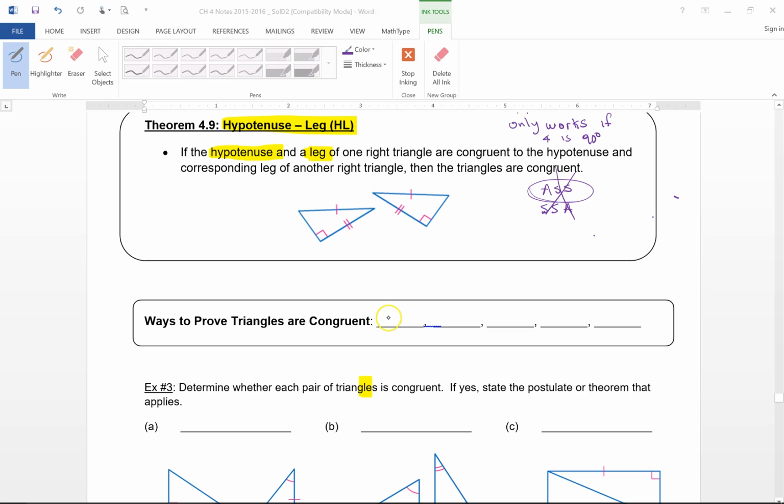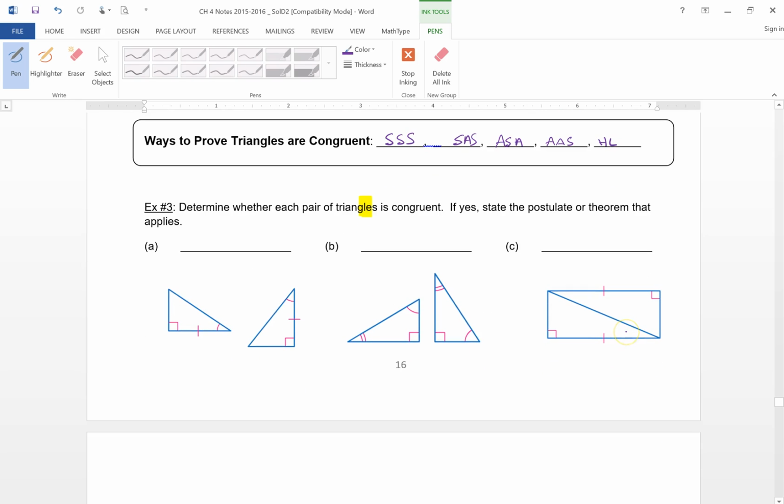Okay, so ways to prove triangles are congruent. What do we have so far? SSS, SAS, ASA, AAS, and HL. Okay? So these 5 ways. And that's it. This is the only one. All right. So what do we have here? Let's see. We have a right triangle, right? But is this HL? No, it's one of the other ones. So we have an angle and an included side, ASA.